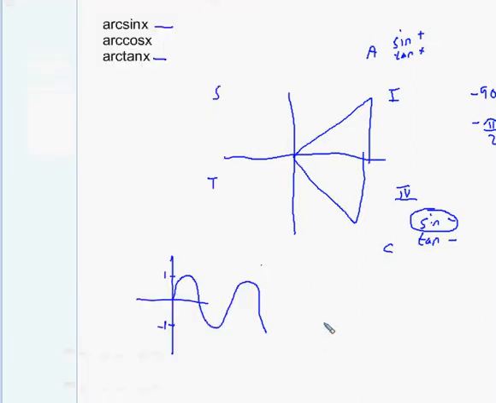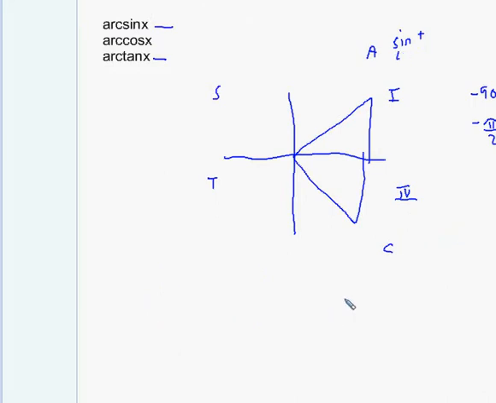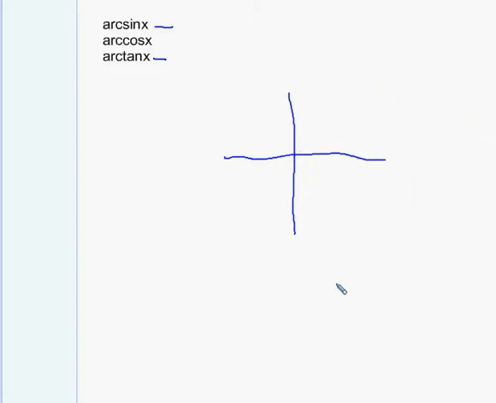But you might be wondering how inverse cosine works. It's almost the same exact argument, except the domain and range are a little bit different. So for arc cosine, let me label these again: quadrant 1, 2, 3, and 4. The other thing I want you to be able to label is all students take calculus, to remember which trig functions are positive and which ones are negative in each of the 4 quadrants.